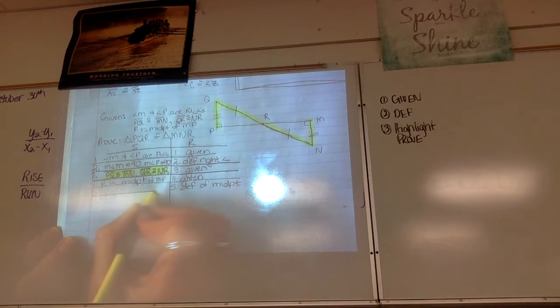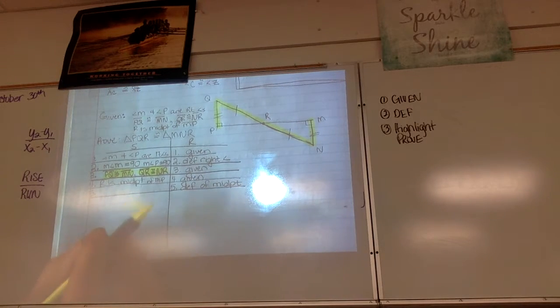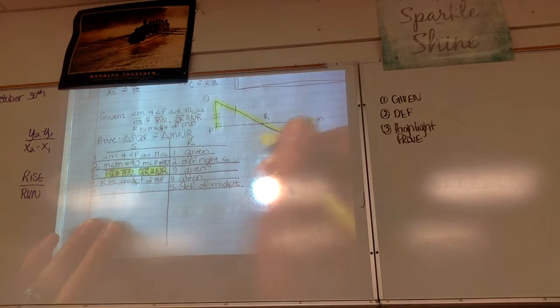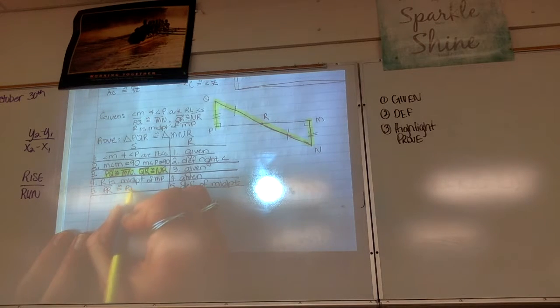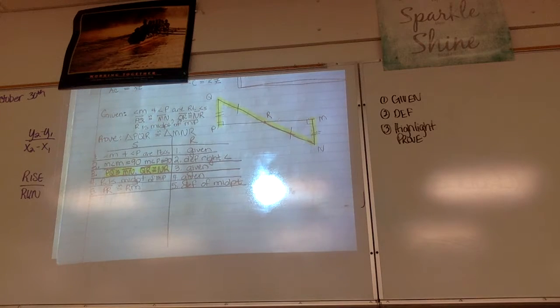I don't know if I'm going to have room for this. Yeah, might have to continue to the next page. What is the definition of midpoint? Those of you that have this written on your green sheets, help us out. AB is congruent to BC. So that would be PR. Segment PR is congruent to segment RN. Perfect. Good job. So now you can see why that other piece of given information had to be there.